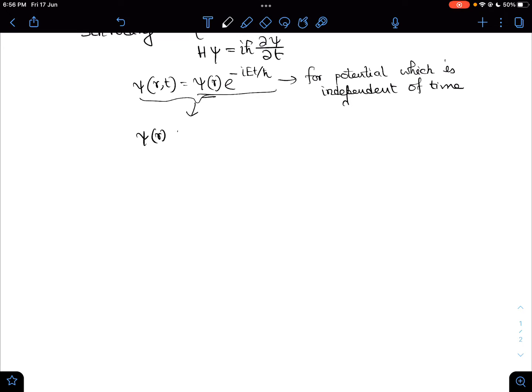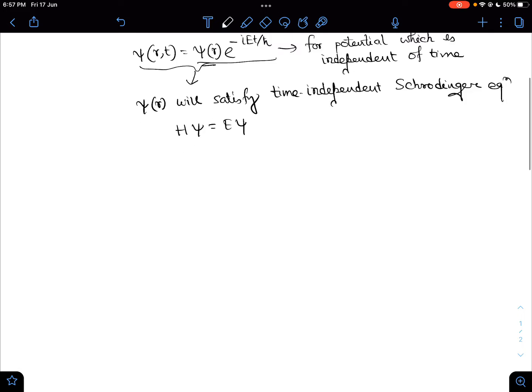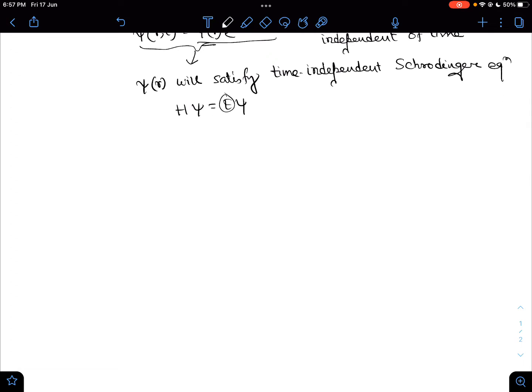And what is our time independent Schrödinger equation? It is H psi equals E psi. So where E is what? E is the energy eigenvalue of our corresponding Hamiltonian.